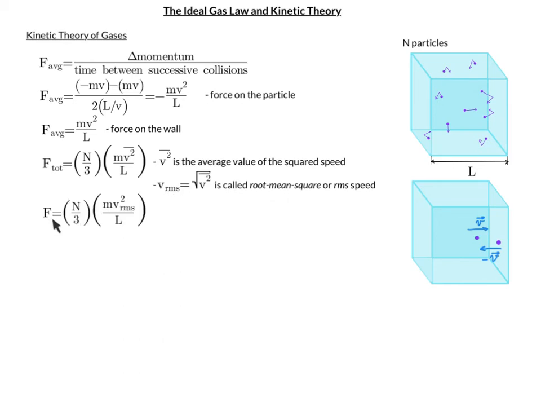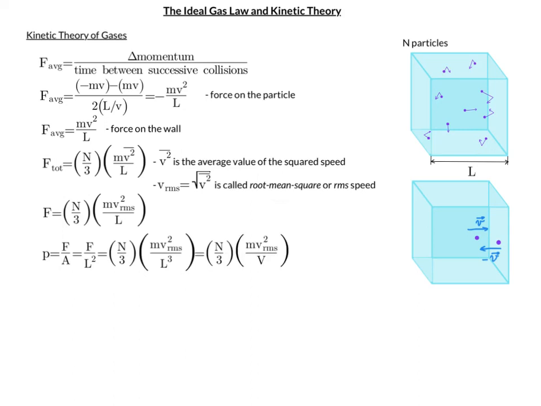So then we rewrite the force as N over 3 m v_rms squared divided by L. But now we want to know the pressure exerted on the wall as all the particles bounce against this wall. So pressure by definition is force divided by area, and the area of this wall is going to be just L squared because we chose the object to be a cube. So then this becomes force, which is that value, divided by L cubed, and it turns out that this L cubed is actually volume. So then pressure will be N over 3 m v squared over V.